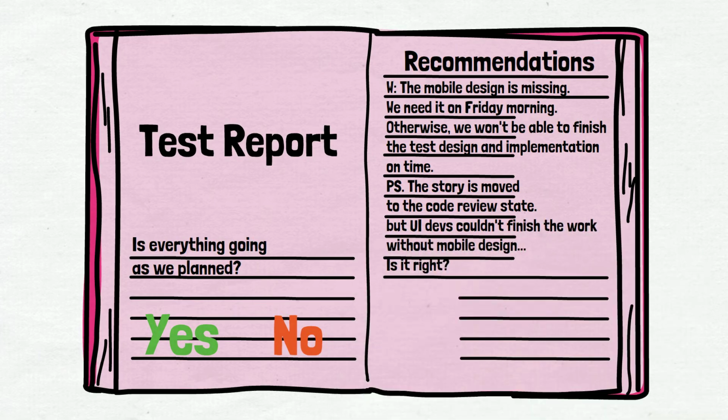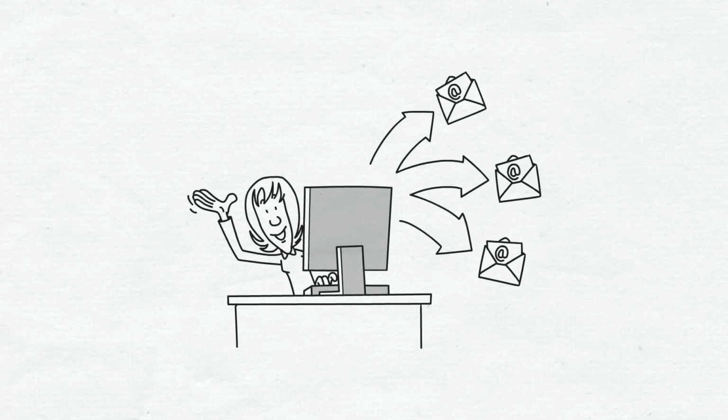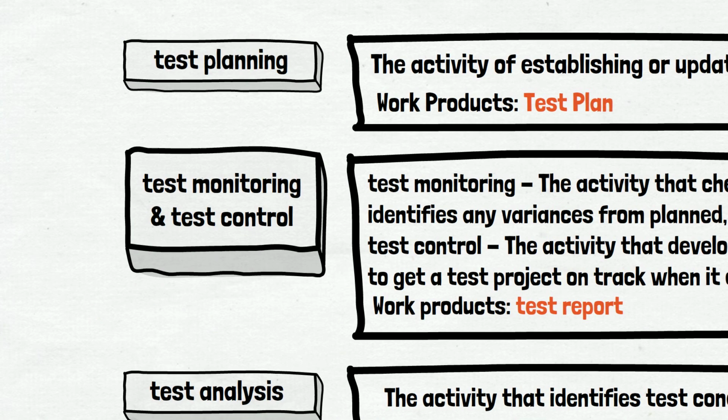Also, we want to clarify how developers finish the coding phase without the designs for the mobile version of the website. And we send the report via email to the team, and I want to highlight it one more time. This is an example of test monitoring activity only. We identify potential variances from the planned activities and write the report to the stakeholders. We haven't done test control activities yet, because so far everything goes according to plan. We are not blocked, and we can continue with the next test activity.